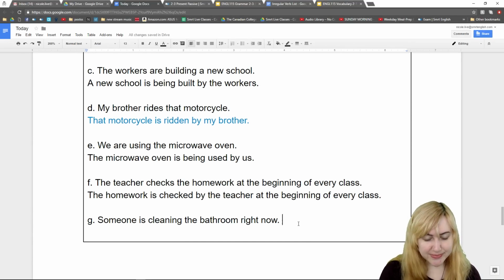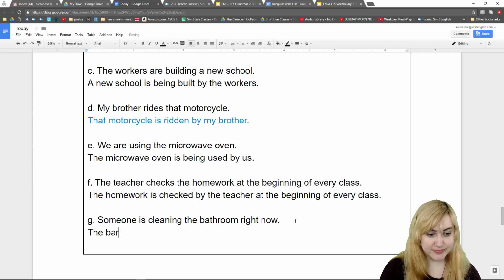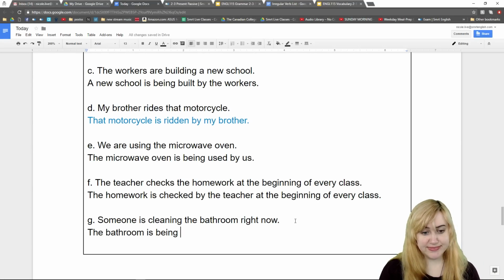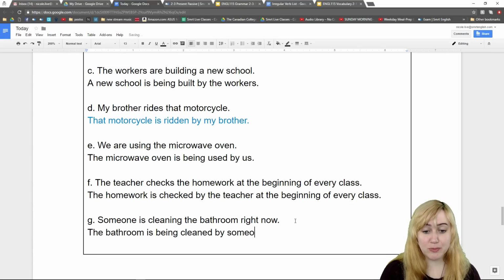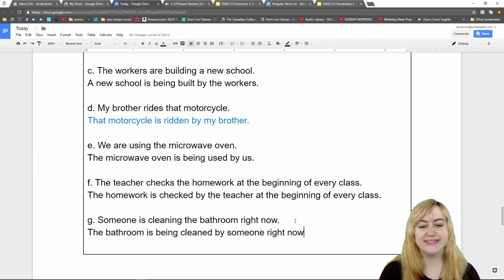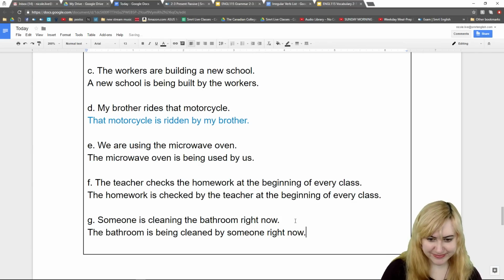All right, and our last one, someone is cleaning the bathroom right now. Is cleaning is present continuous. So I'm going to say the bathroom is, because it's singular, being, because it's continuous, and then clean, cleaned. Sorry, cleaned. It's hard to say that 3 times in a row. The bathroom is being cleaned by someone, and then right now is just an adverb of time. So we can just put that at the end.